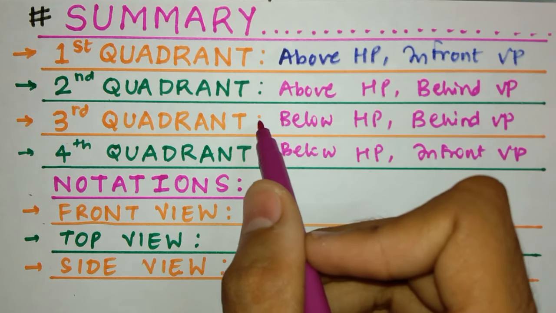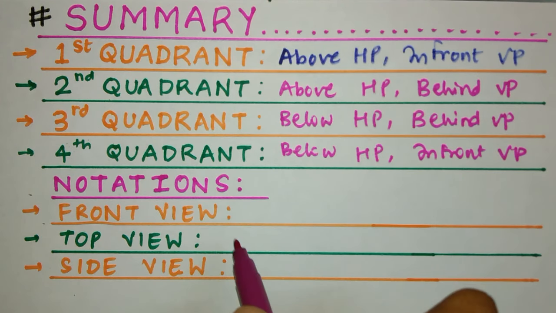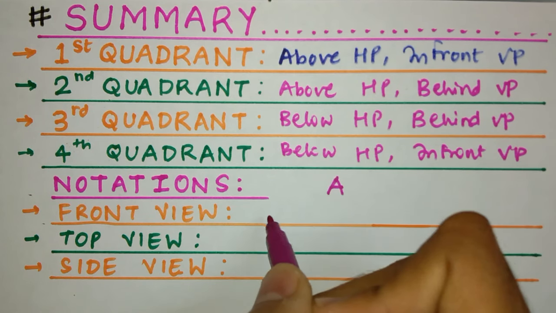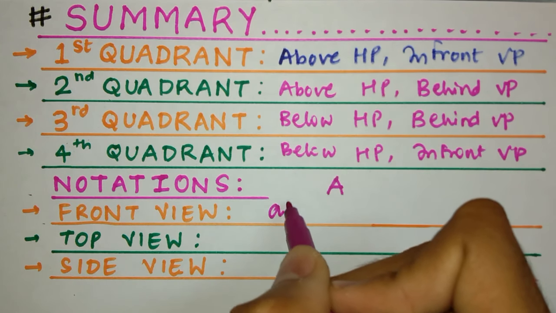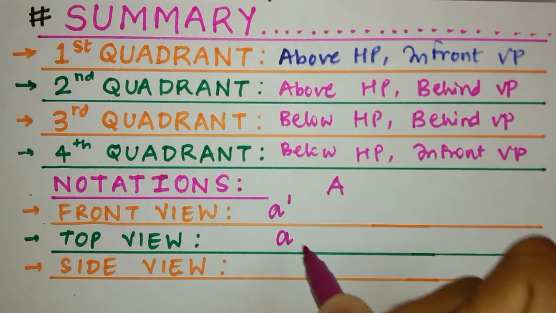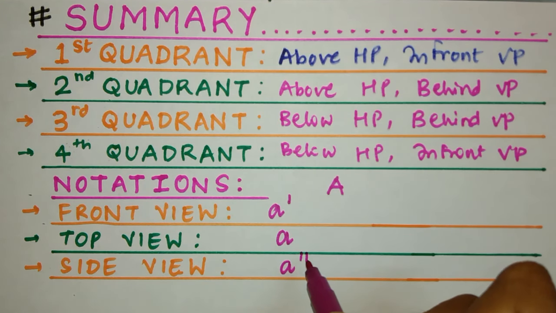Now regarding the notations, we have discussed that if a point A has been taken into consideration, then its front view can be determined in this manner, the top view can be determined in this manner, and the side view can be determined in this manner.